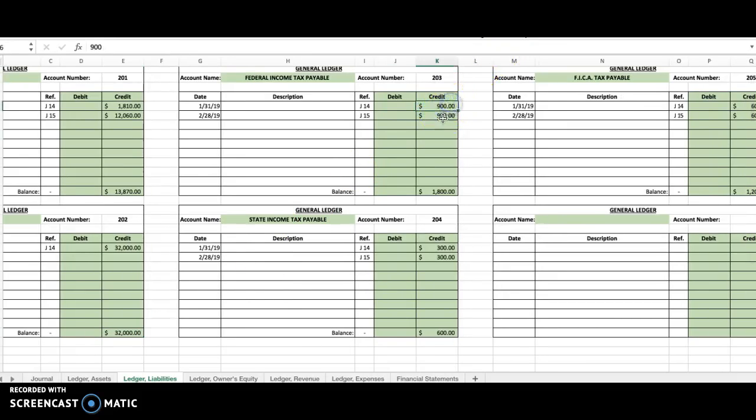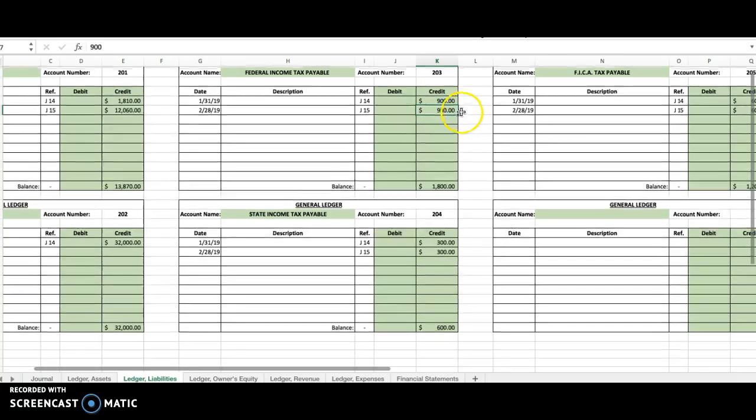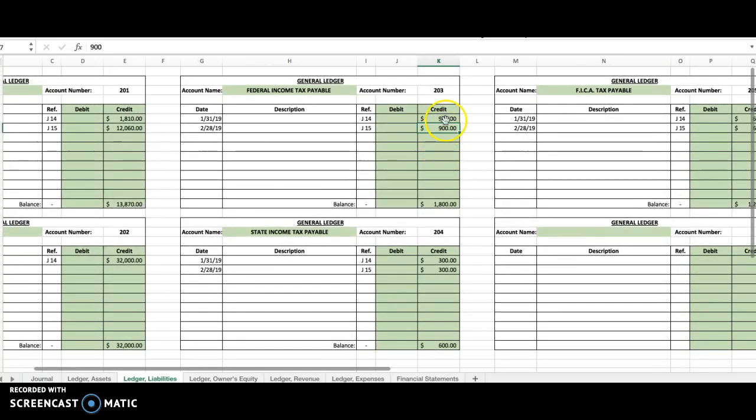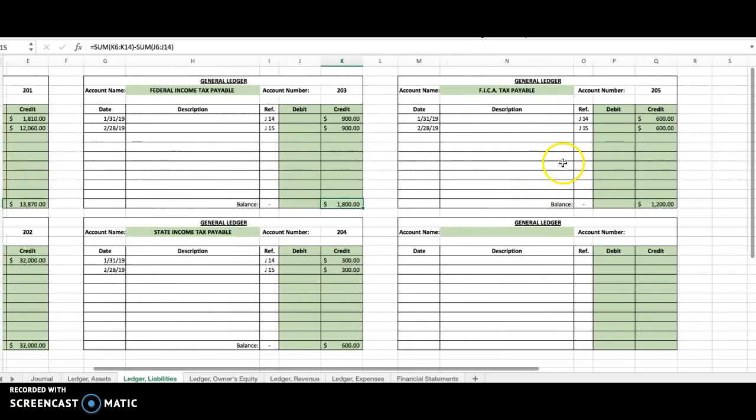The $900 for federal in January and another $900 that we just journalized and posted in February represents 2 months. And if you remember, we pay this once a quarter. So we don't do anything with it right now. We have a balance that we owe of $1,800. In March, we will have another entry and another $900 and a new balance of $2,700. That's when we pay it, at the end of the quarter, at the end of 3 months. Same way with the state, same way with the FICA tax payable.